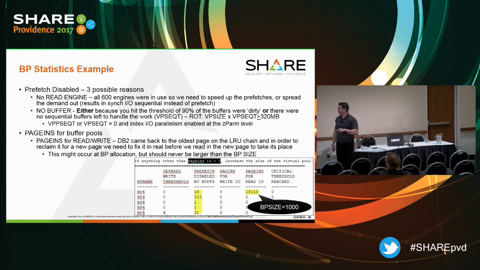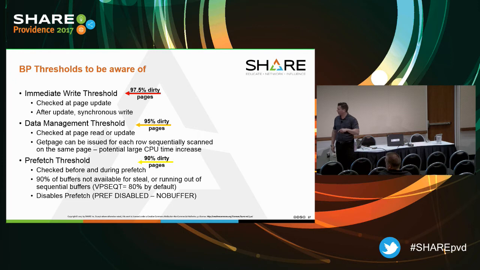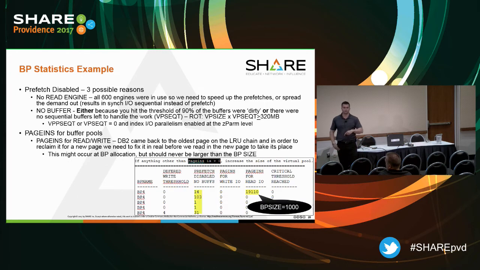If you set either of these to 0, though, IO parallelism's turned off, basically, at that buffer pool level, and you'll start getting non-zero numbers for prefetch disabled. So some customers have run around in a tizzy because they thought that they were 90% dirty pages in the pool, and actually they just had this setting turned off.